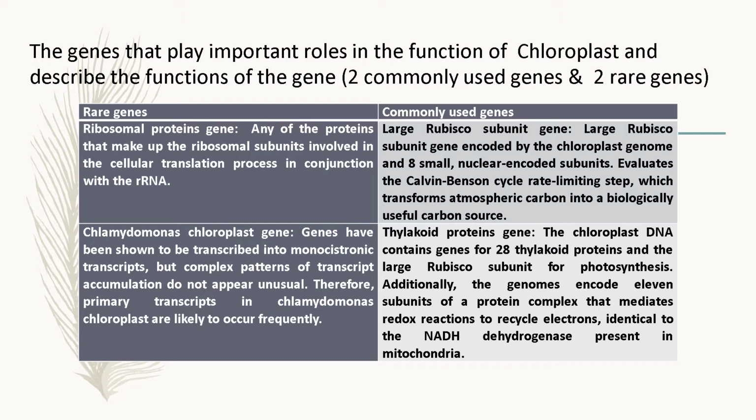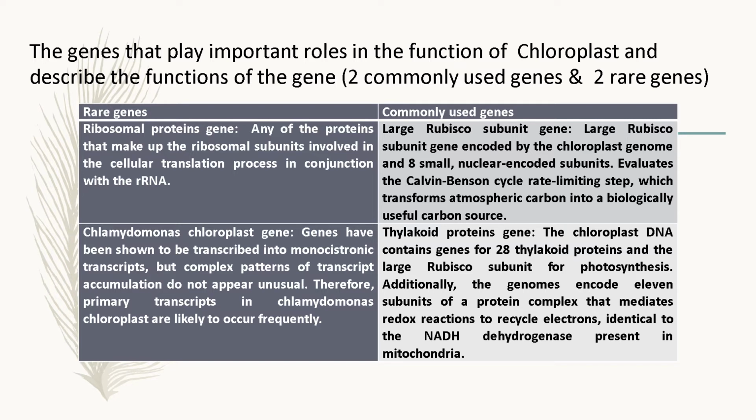Second is the Chlamydomonas chloroplast gene. Genes have been shown to transcribe into monocistronic transcripts, but complex patterns of transcript accumulation do not appear unusual. Therefore, primary transcripts in Chlamydomonas chloroplasts are likely to occur frequently.